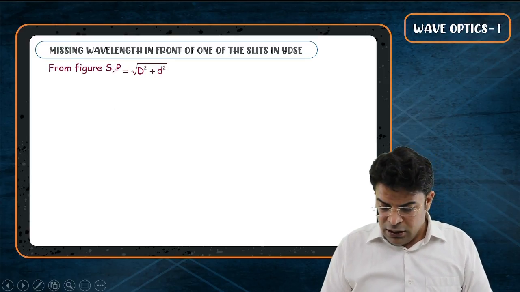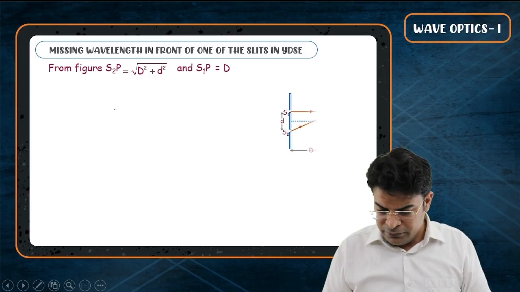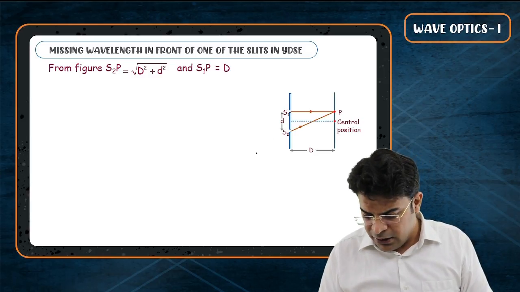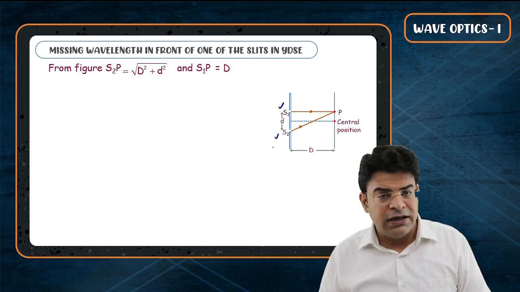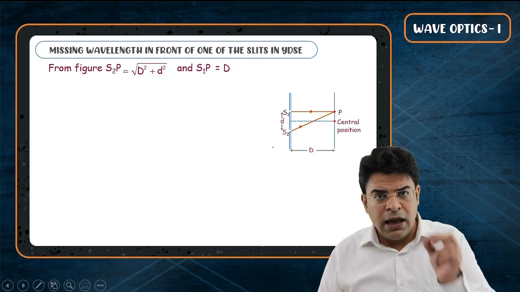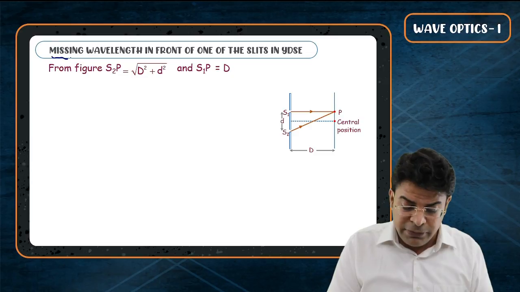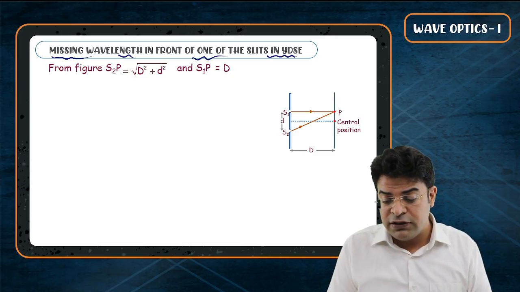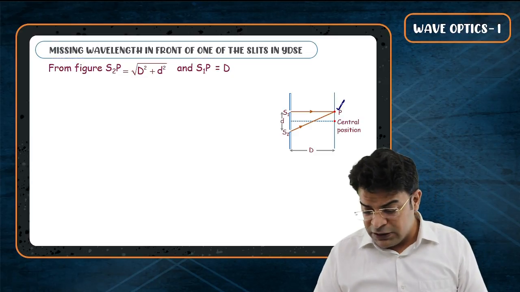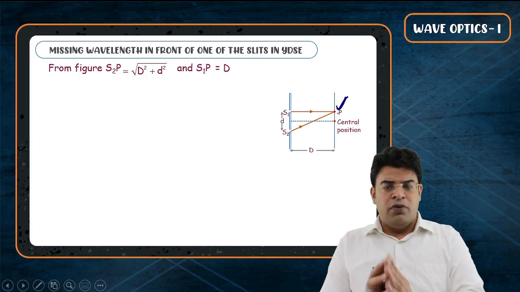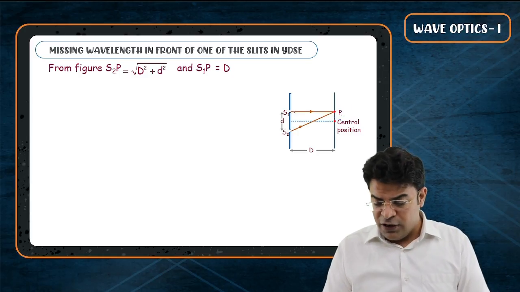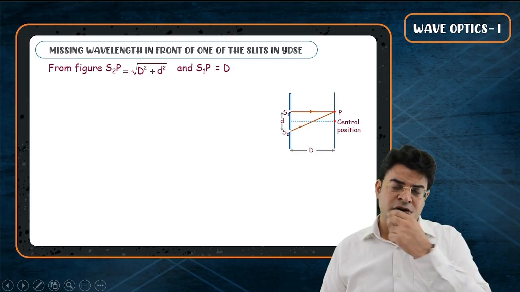So if we look at the figure, we have two slits S1 and S2, and the question is we need to find the missing wavelength in front of one of the slits in YDSE. So which particular wavelengths would be missing at point P, which is in front of one of the slits? That's our mission to find.